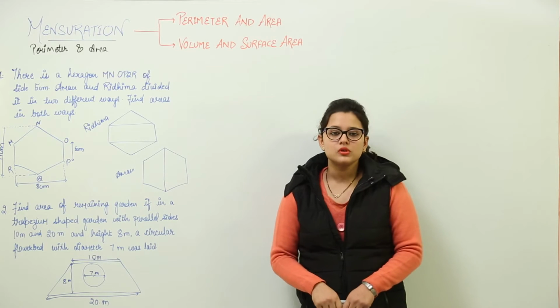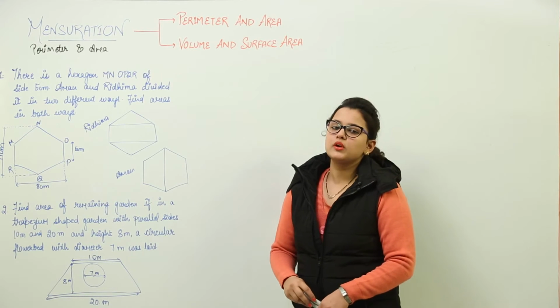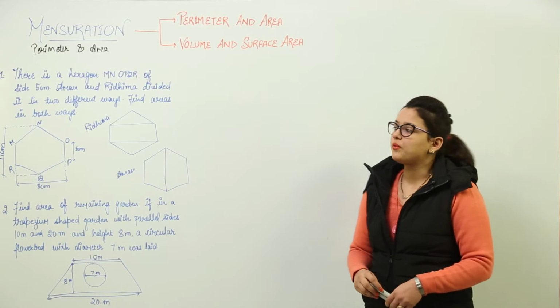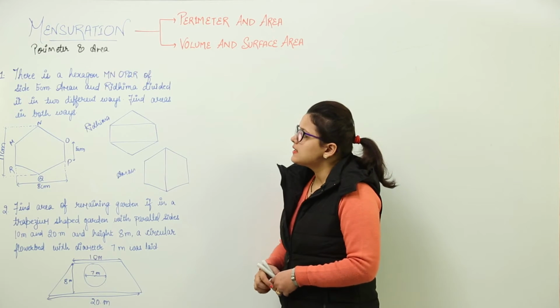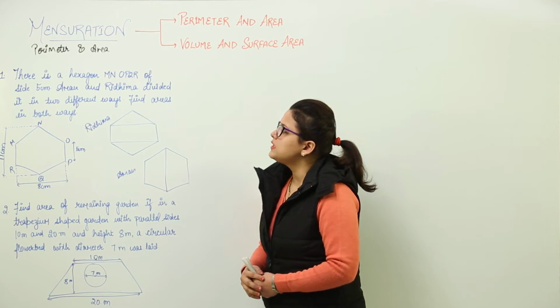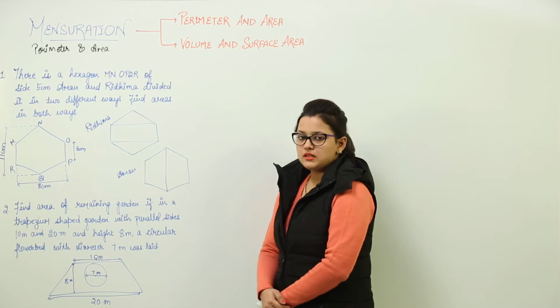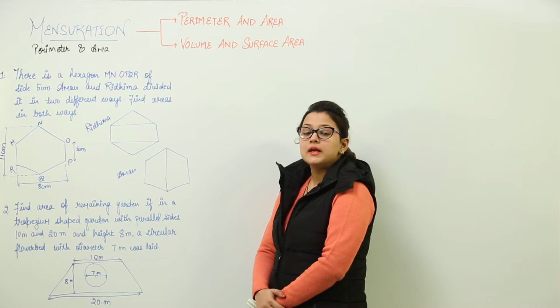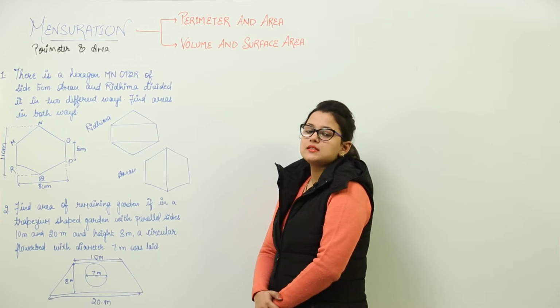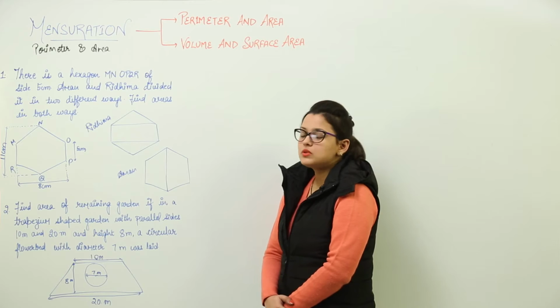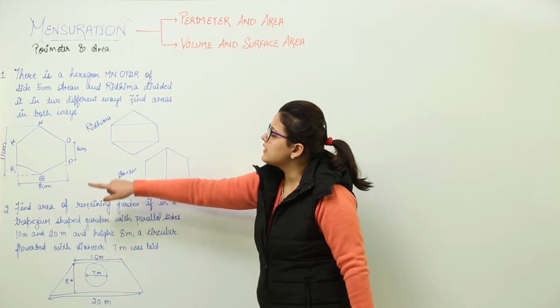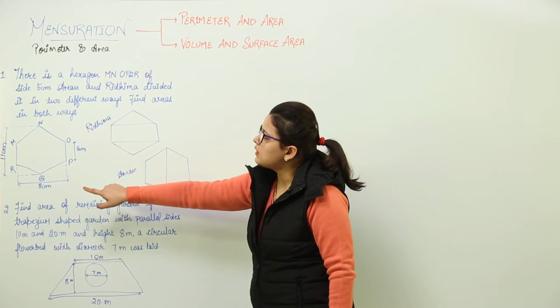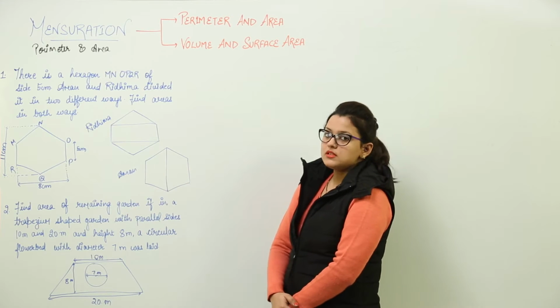Let us move on to solving the numericals based on whatever formulas we have learnt up till now. The first question says there is a hexagon MNOPQR of side 5 centimeters. First of all, you must know that a hexagon is a shape that has 6 sides, and all 6 sides are equal in size. So there is a hexagon MNOPQR with side 5 centimeters each.